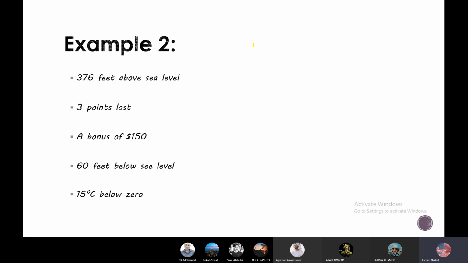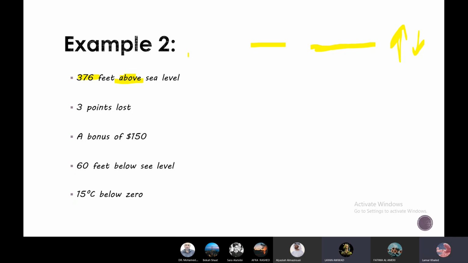Now we have a couple of questions, and in these questions you're going to have a number, and beside this number you're going to have a word. If this word represents increasing, the answer will be positive, and if it's decreasing, the answer will be negative. So here we have 376 feet, and we have "above." Can someone tell me, does "above" represent increasing or decreasing? Decreasing, it's negative, so -376. Wait, above the sea level, so it will be plus, so 376.